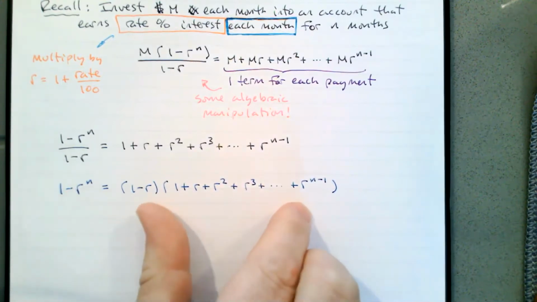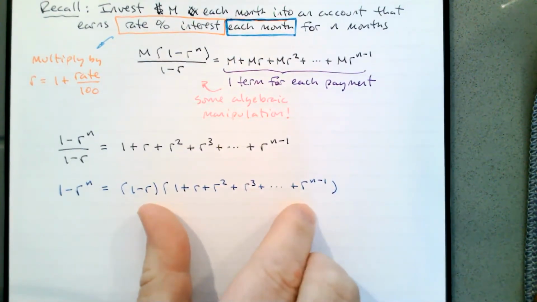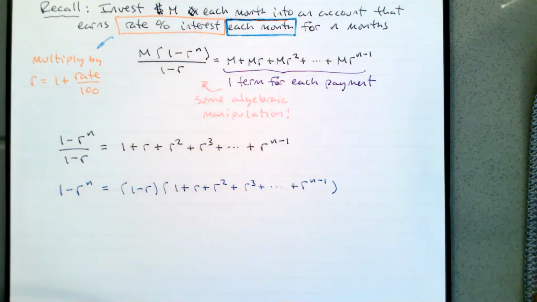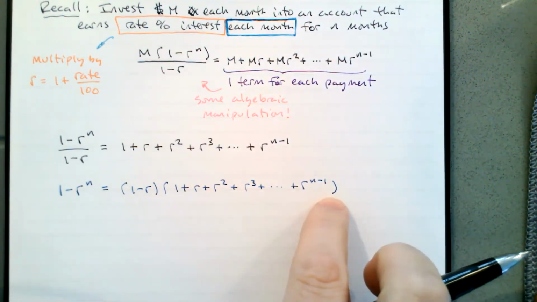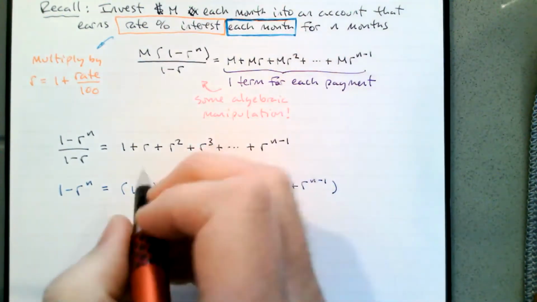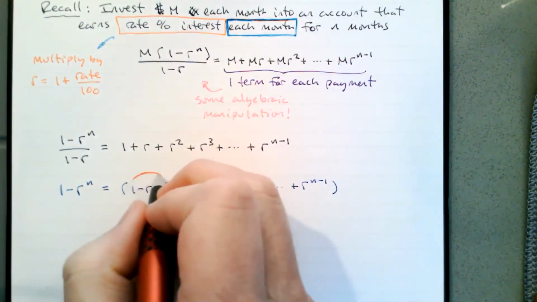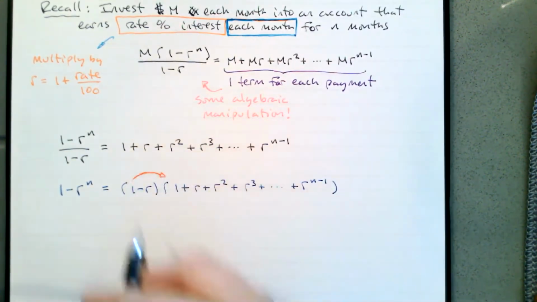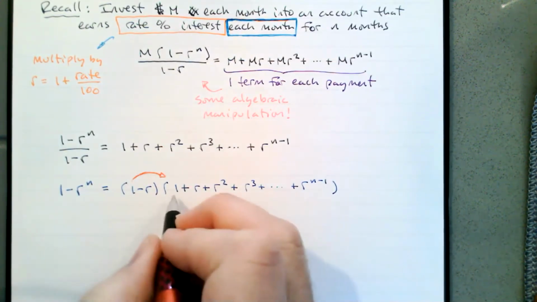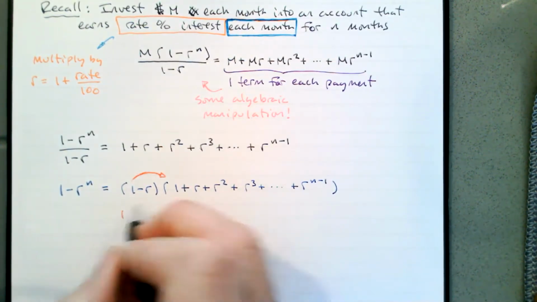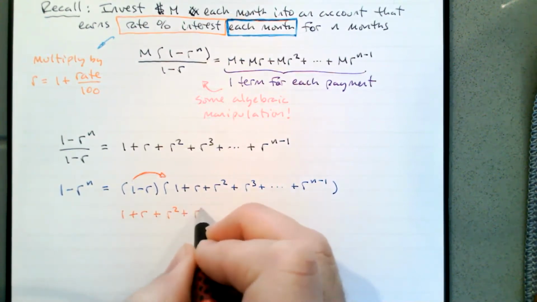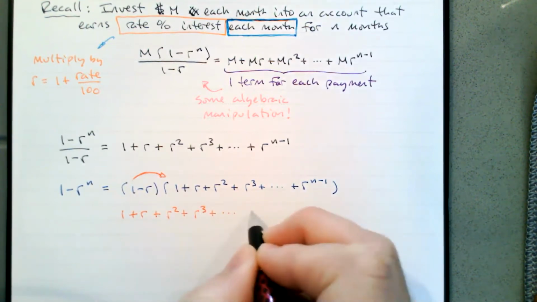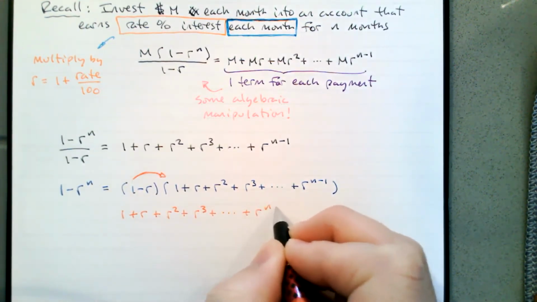But if we multiply these two polynomials, we should get 1 minus r to the n. Let's verify that that is the case. First, we need to multiply everything in the long polynomial by 1. So distribute the 1. So if I multiply everything by one, I get one plus r plus r squared plus r to the third plus all the way up to r to the n minus one.